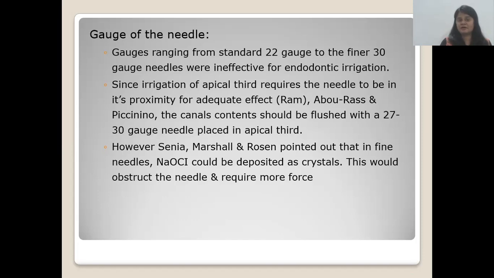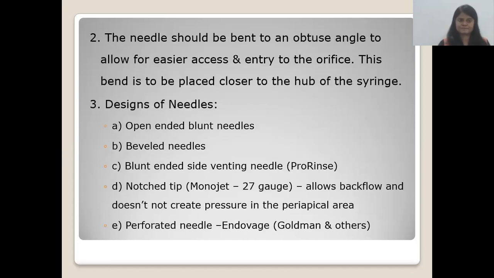Abou-Rass and Piccinino stated that the canal's contents should be flushed with a 27 to 30 gauge needle placed in the apical third. However, Salzgeber, Marshall, and Rosen pointed out that in a fine needle sodium hypochlorite could be deposited as crystals. This would obstruct the needle and require more force for irrigation of the sodium hypochlorite. So they stated that rather than using a finer needle, it is better to use a larger needle and allow other methods of carrying the sodium hypochlorite to the apical region.